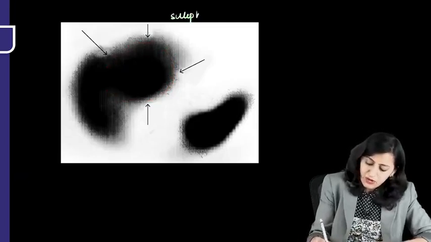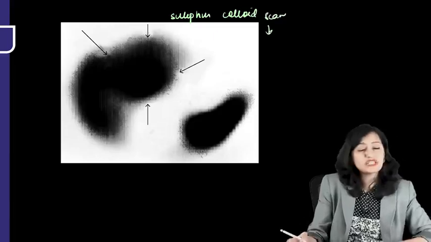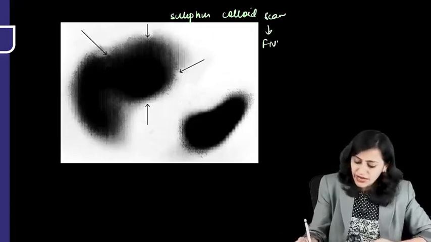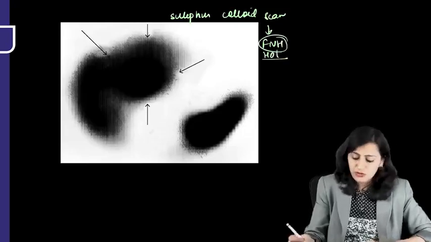Remember the sulfur colloid scan. Sulfur colloid scan is used for which liver lesion? It is used for FNH. FNH is the one which shows the hot spot on sulfur colloid scan.